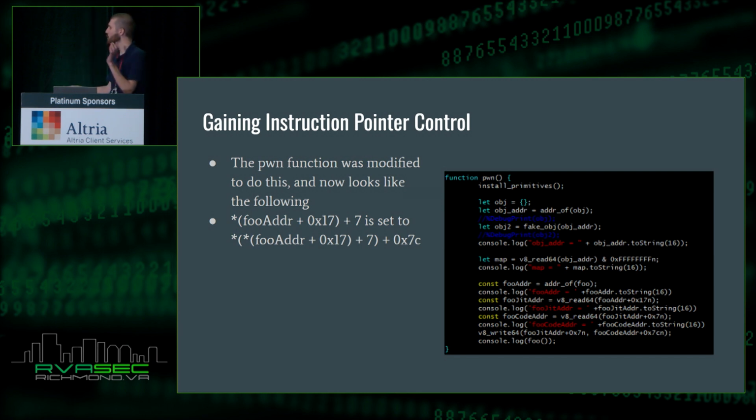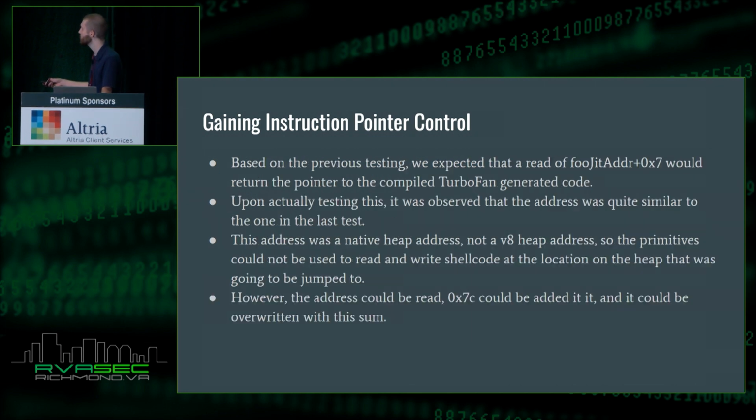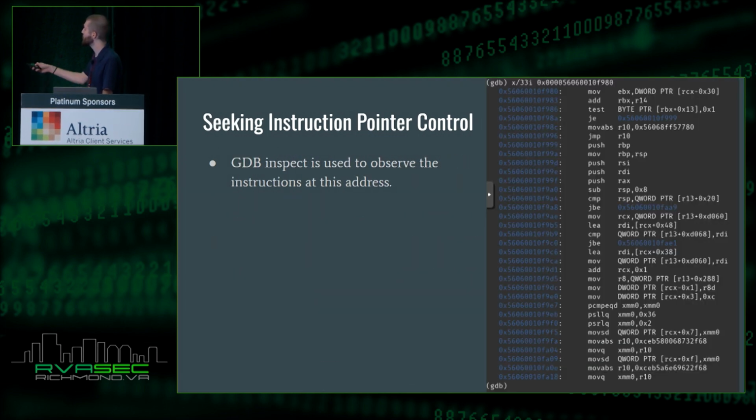So this code will lead to, when we call foo, it jumping 0x7C bytes further into the JIT compiled code than intended, which puts us right at the start of our shellcode chunk. If we actually set this up, run this, and let it go, we will see that our shellcode successfully executes. Instead of execution jumping to where the function should begin, it jumps into this immediate value and begins executing our shellcode contained in those immediate values. These end with a jump into the next chunk and so on.